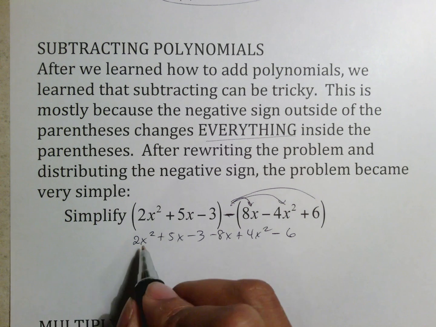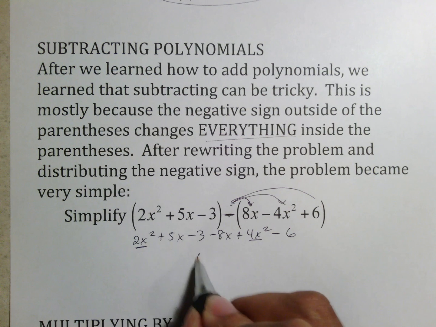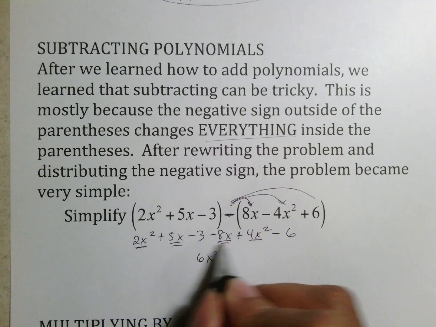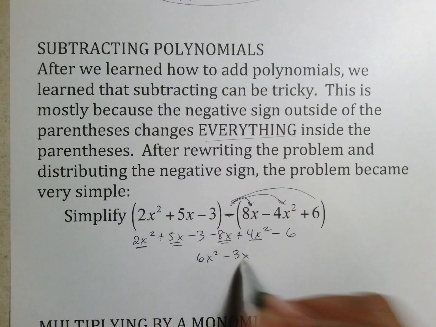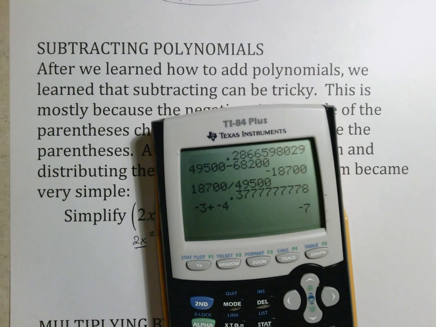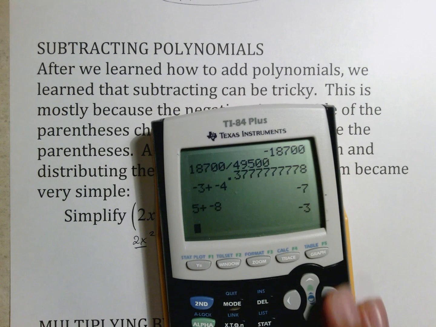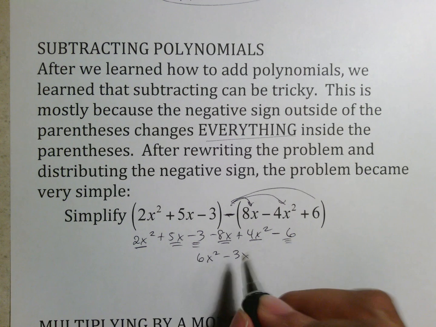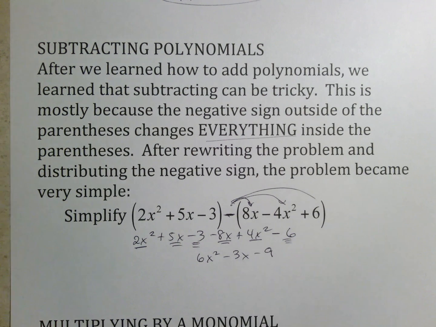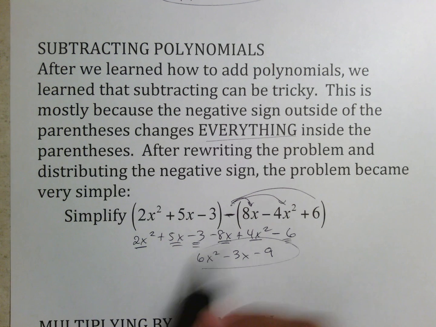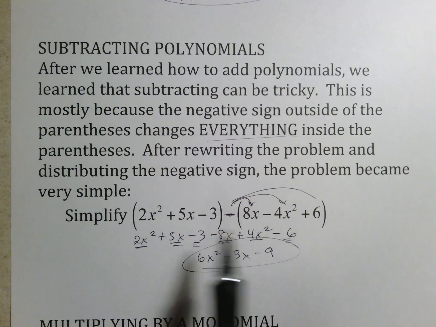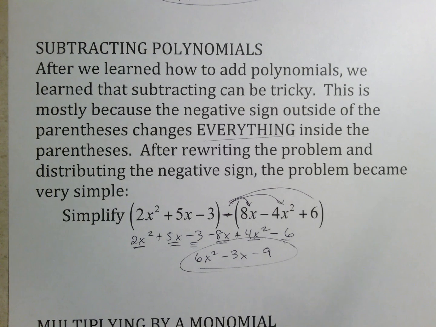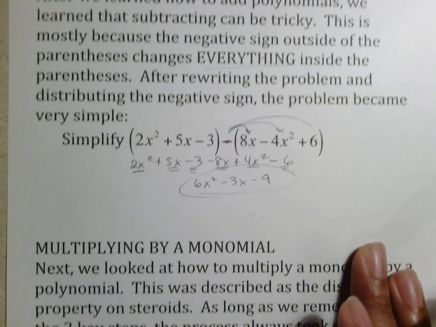And now you do the addition. So 2x squared and 4x squared makes 6x squared. 5x goes together with negative 8x to make negative 3x. Again, if you don't know that, do your 5 plus negative 8, which is negative 3. And then negative 3 goes together with negative 6 to make negative 9. That is how you answer that question. So again, this is just like your addition. The difference is once you see that negative, rewrite everything without the parentheses and then go through.